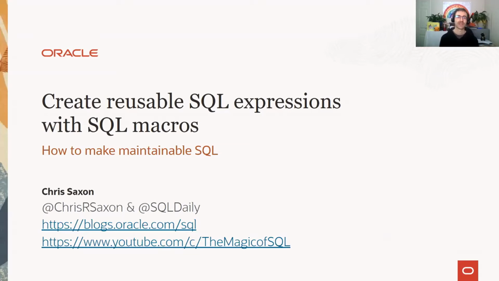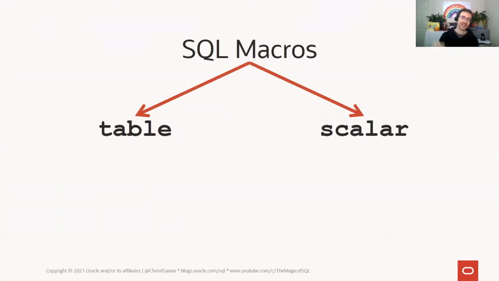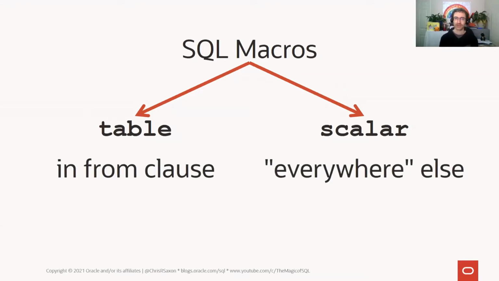First up, SQL macros come in two flavors, table and scalar. The difference is where you use them in your SQL statement. Table macros, as the name implies, replace an actual real table, so you'd use these in the from clause, instead of a real table, a view, a named subquery, and that kind of thing.